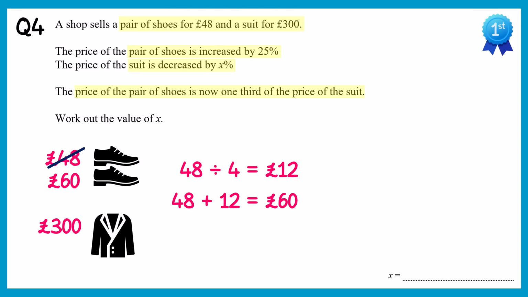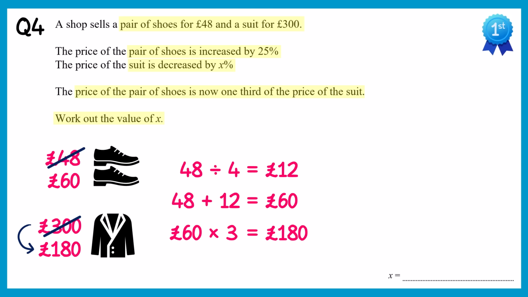But if it's 1/3 of the price, if we multiply it by 3, we'll find the price of the suit. So £60 multiplied by 3 is £180. So the new price of the suit must have been £180. Now we're asked to work out the value of X in this question. So we can return to the part where it said the suit is decreased by X%. So we just need to work out what percentage we would decrease 300 by to get to 180.